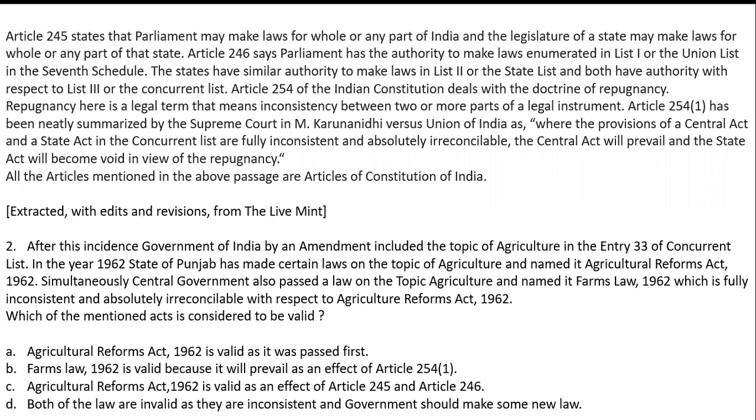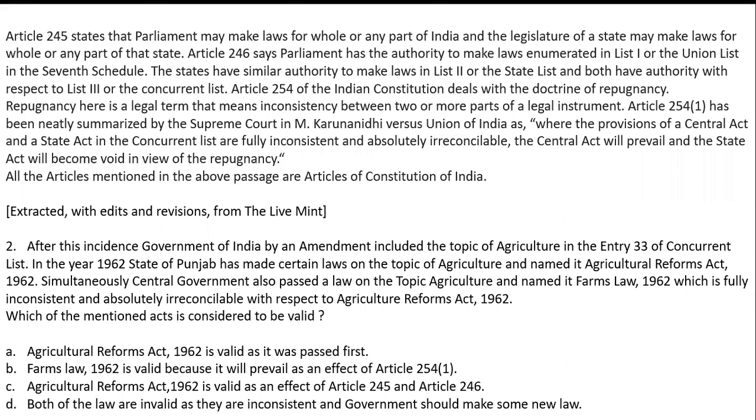Option B suggests that Farms Law 1962 is valid because it will prevail as an effect of Article 254.1. So for this, we have to know what is Article 254.1, which is summarized in M. Karunanidhi versus Union of India, and it states that if there is any topic in the concurrent list, and we know what is concurrent list, a state and central government both can make a law on the subject which is mentioned in the concurrent list.